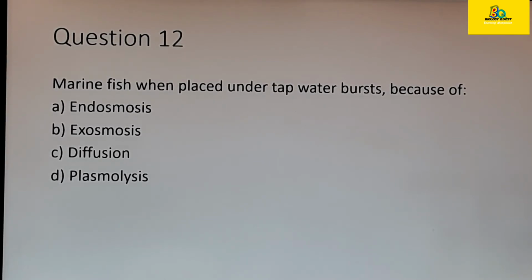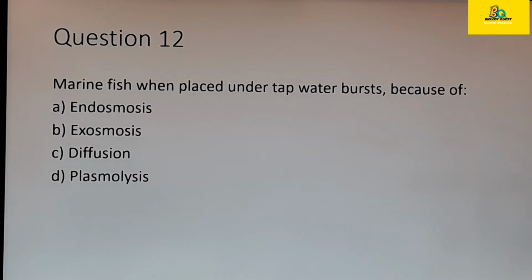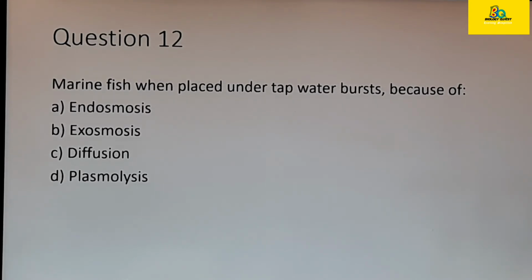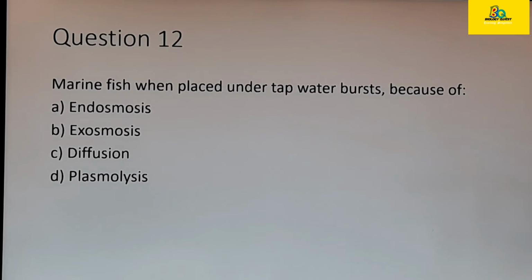When a cell is placed in hypotonic solution, endosmosis will take place, and as a result, the cell will burst, because animal cells do not have a rigid cell wall, so the cell will naturally burst. So what is the answer? Correct answer is endosmosis. Marine fish when placed under tap water burst because of endosmosis.